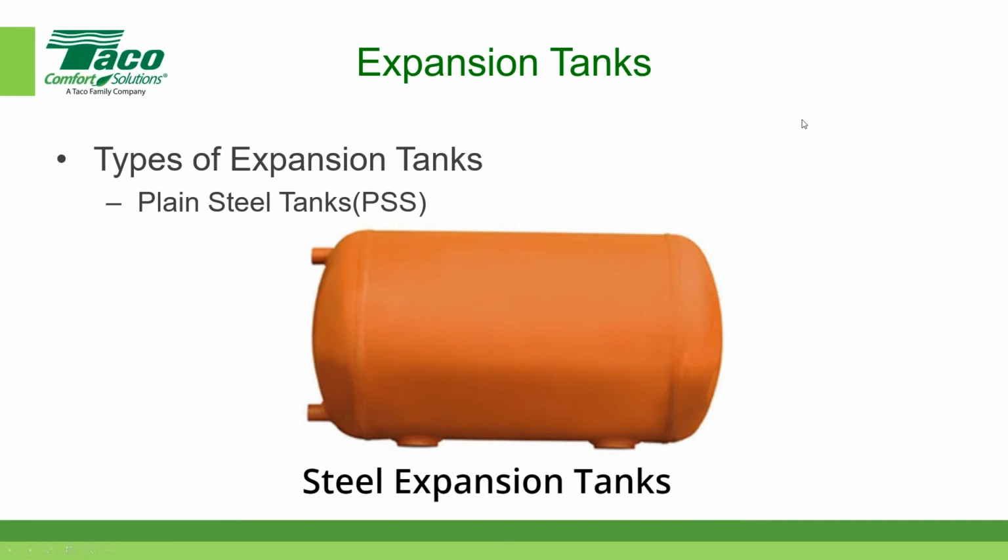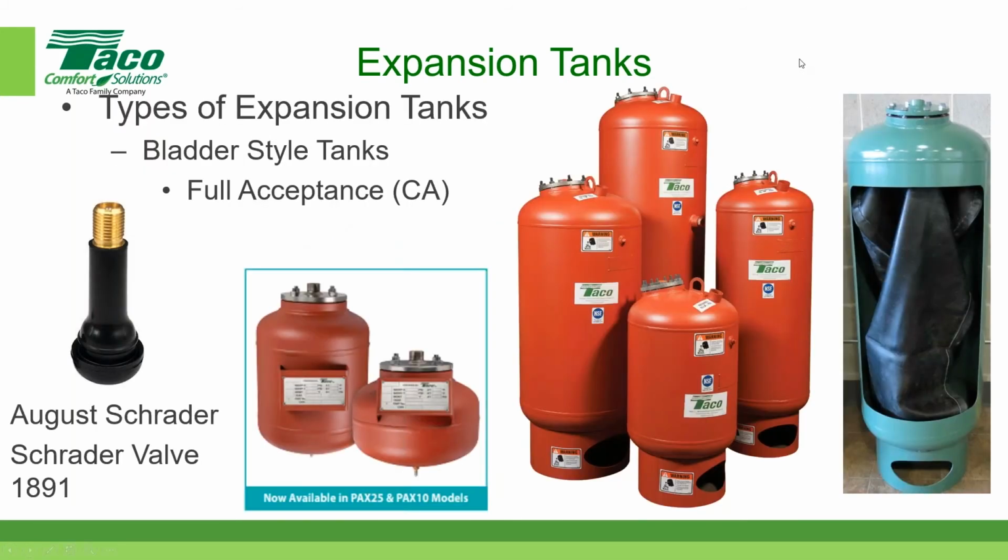Yep. All right, so let's look at the next category, and this is called a bladder style tank, and it's called a full acceptance. And in the TACO world, this is called a CA, Charlie Apple tank.